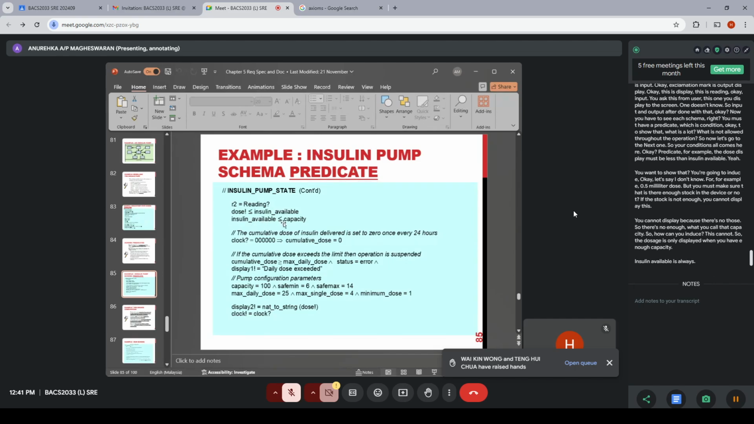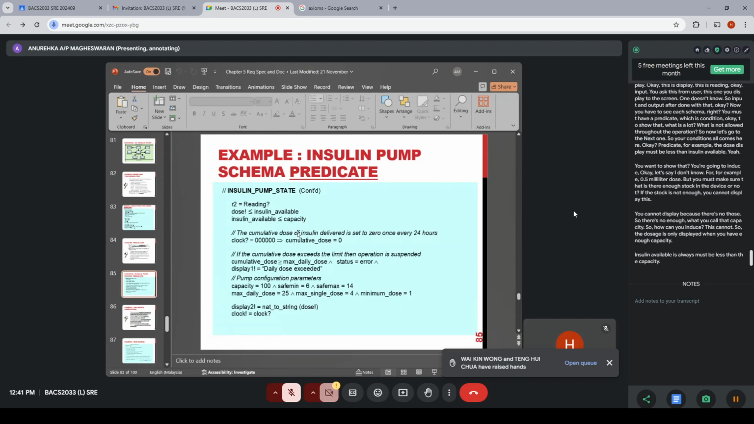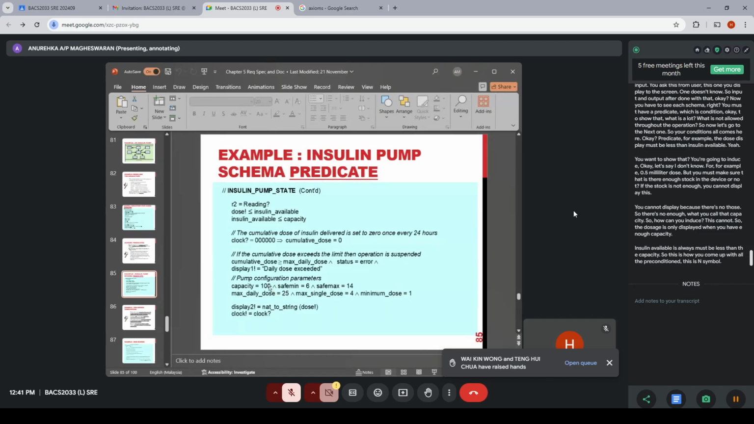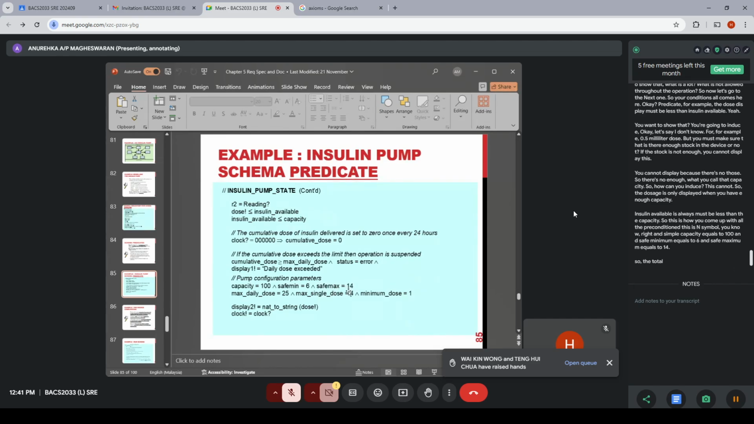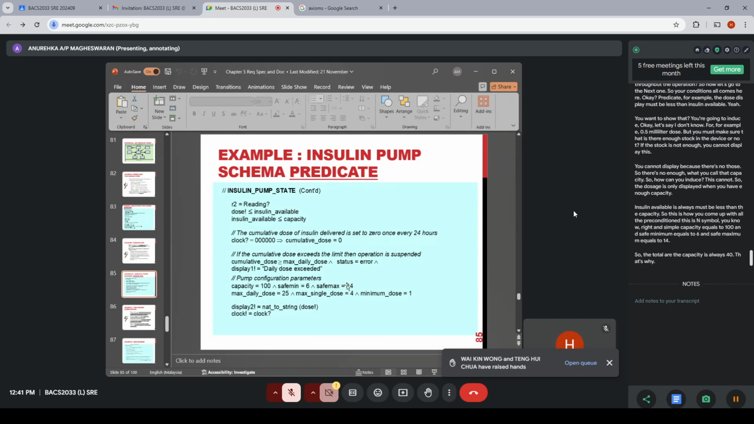Insulin available must always be less than the capacity. So this is how you come up with all the preconditions. This is the N symbol, you know, right? N symbol. Capacity equals 100, safe minimum equals 6 and safe maximum equals 14. So the total, the capacity is always 14. That's what they are trying to say.